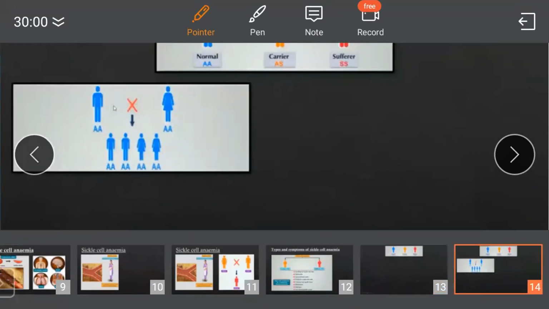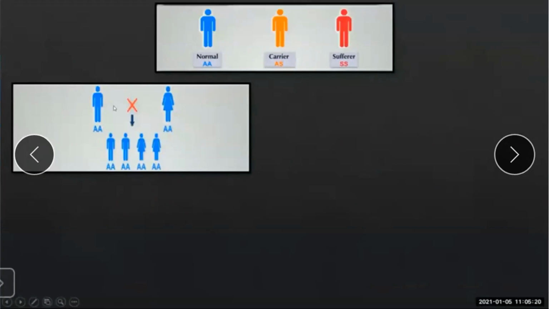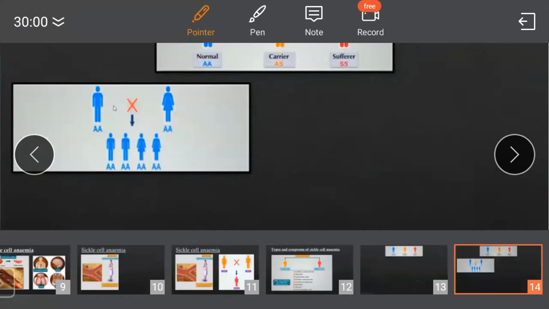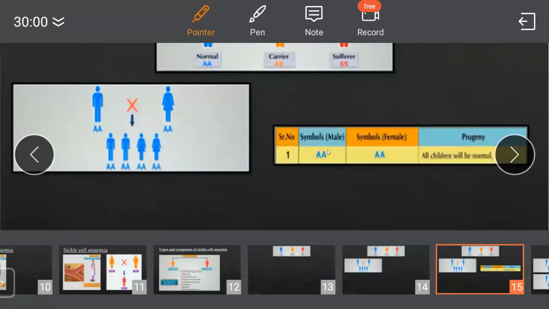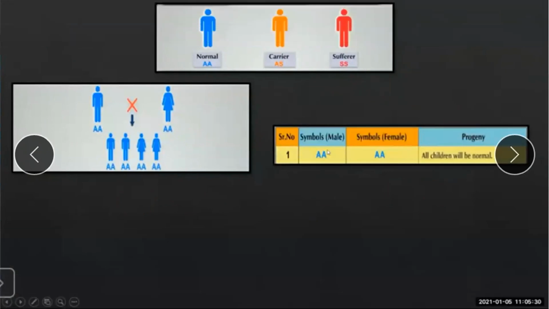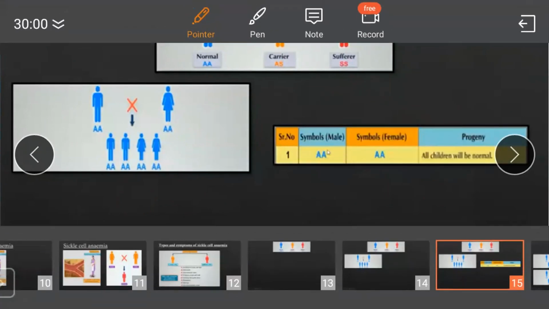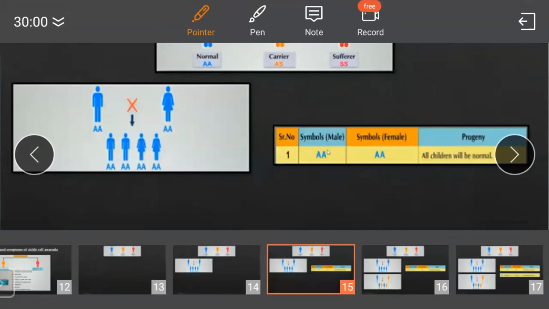When the cross is done between a normal man and a normal woman, what progeny do we get? The normal progeny, if both parents are normal. If the parents are normal, all the offspring will be normal. Yes or no? See here, male and female, AA, AA. So all the children are normal.